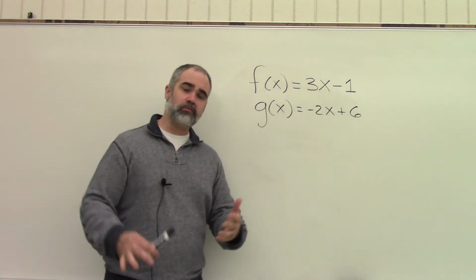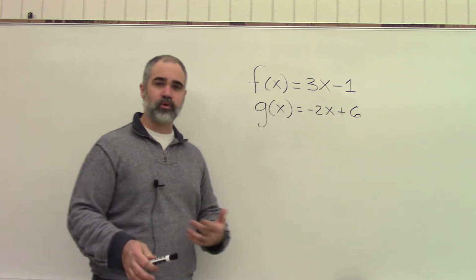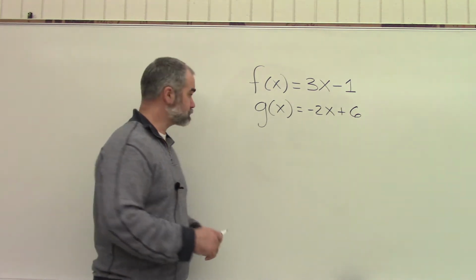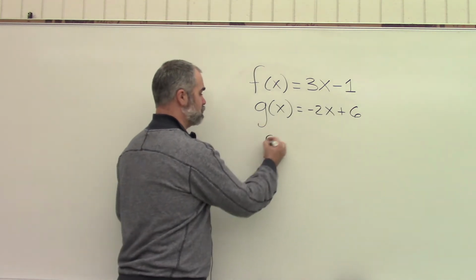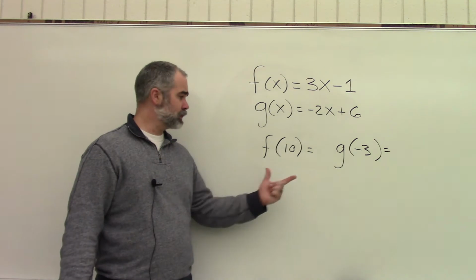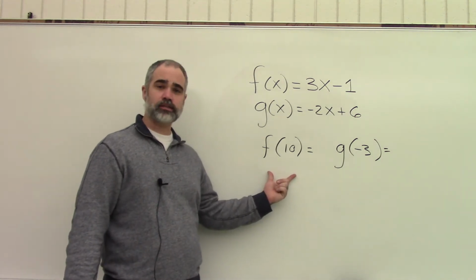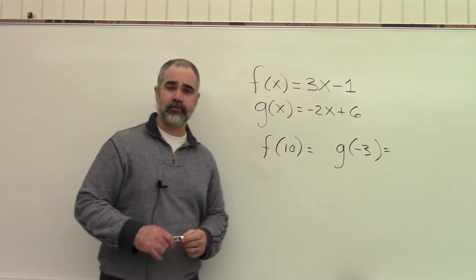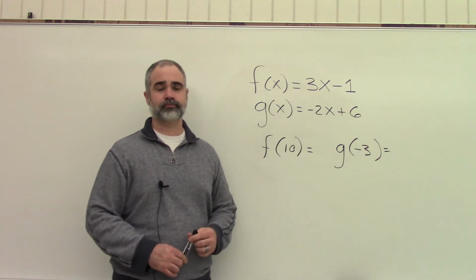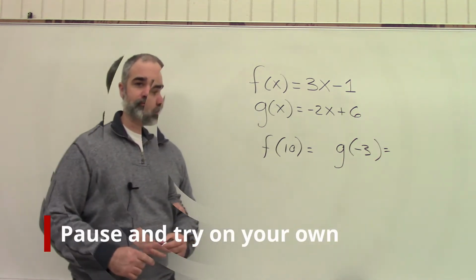So to see if you remember what we did last time, I'm going to give you a couple quick practice problems. You're welcome to pause and try this on your own. I want you to see if you remember how to do this. So what I want you to find is what f of 10 is, and what g of negative 3 is. If you can solve both of these on your own, you're ready to watch this lesson. Go ahead and press pause and try it right now.